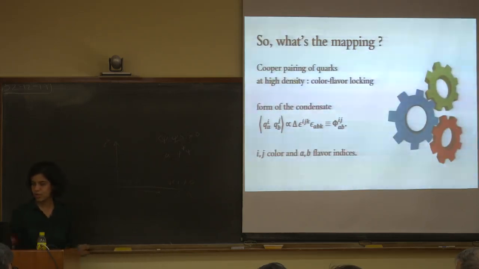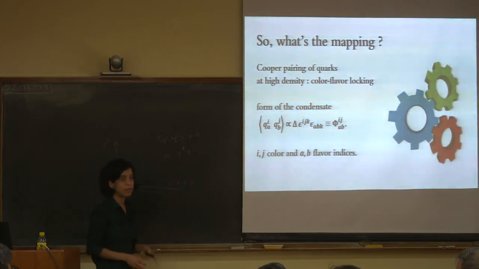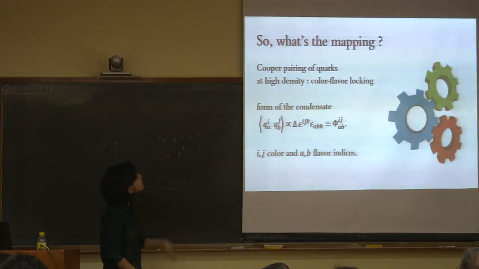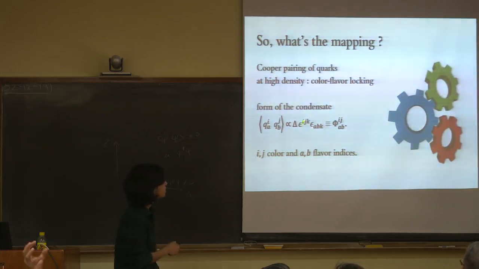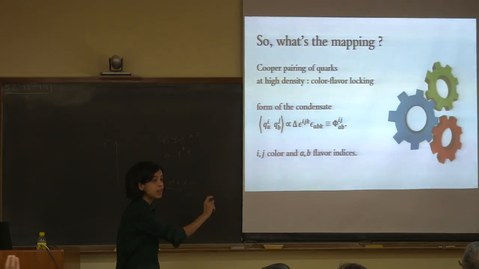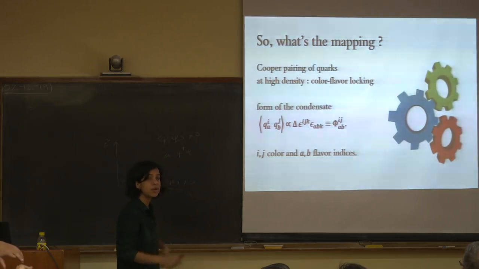Okay. So now I'm going to tell you what the mapping is. You have Cooper pairing of quarks at very high density. That's where it's easy to see what I'm talking about. So this is how the pairing works. Q is the quark field. I and J are color and A and B are flavor indices, let's say. The channel in which pairing happens is completely antisymmetric under color exchange, completely antisymmetric under flavor exchange, but symmetric under both color and flavor exchange, okay?